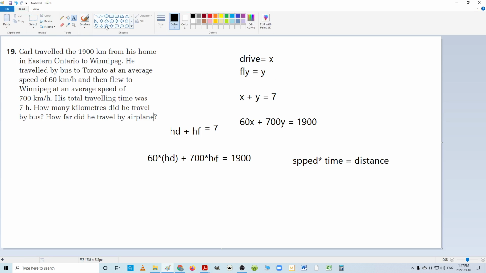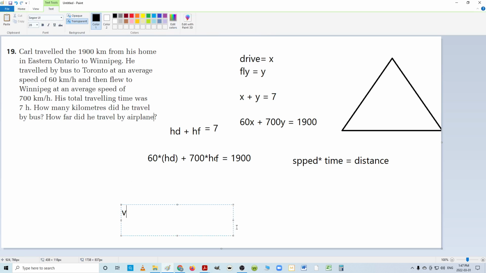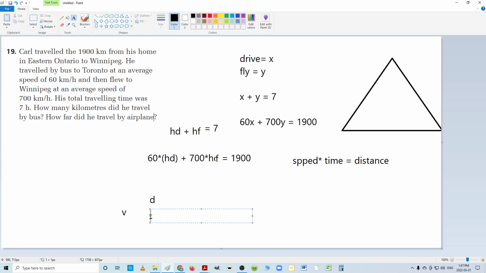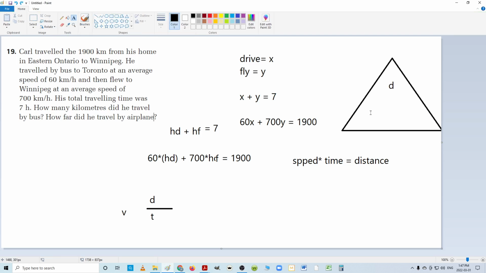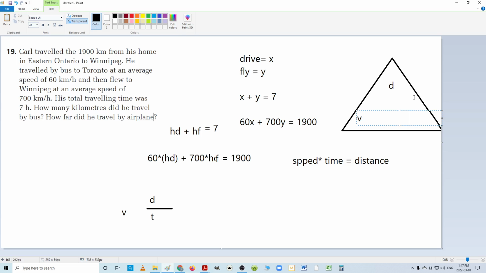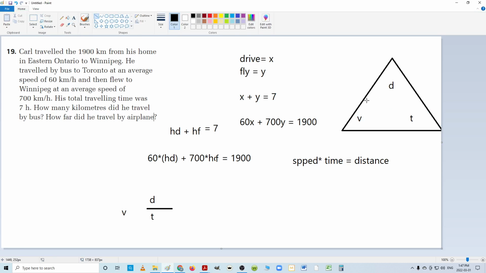And this is a very handy thing to learn. It's the triangle of knowledge, like this. Whenever you have speed, velocity is equal to distance over time. What's the highest fraction in there? What's the numerator? Distance. Let's put it up here. And then V and T over here. Now we're going to put a line like this and a line like this.